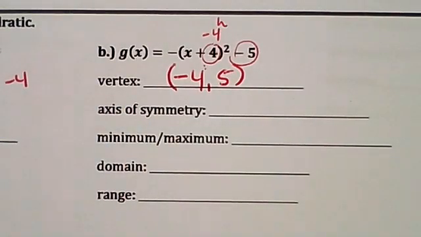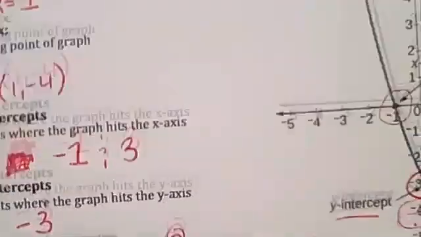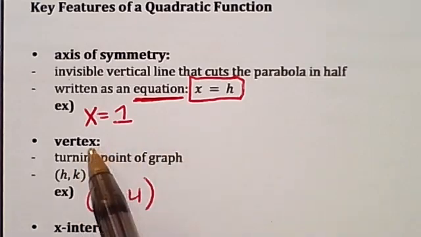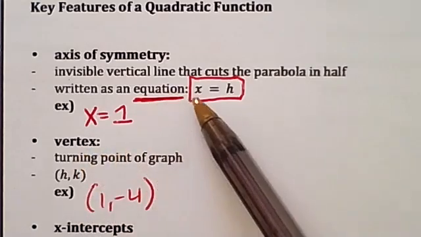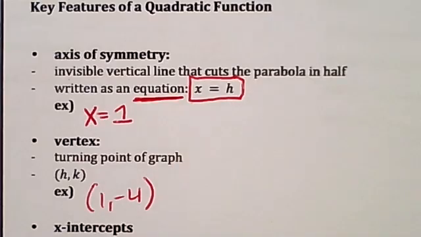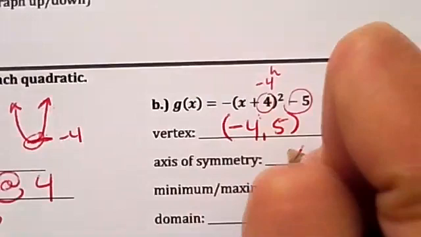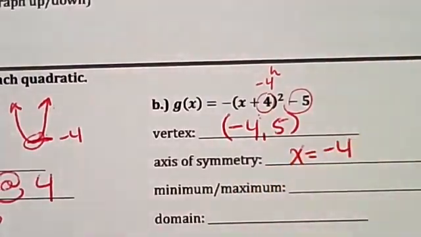Axis of symmetry, again. Reference these notes as you're doing your practice. I put the filled in version on Classroom already, so if you didn't have a chance to write it down, just reference that. But it's x equals h, right? So this axis of symmetry, if my h is -4, is x equals -4.